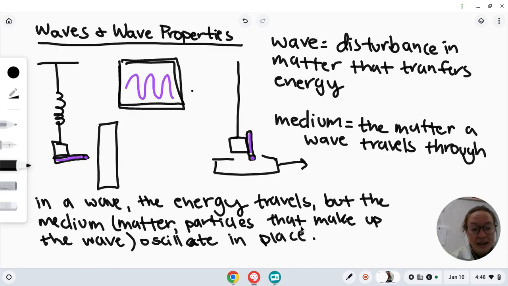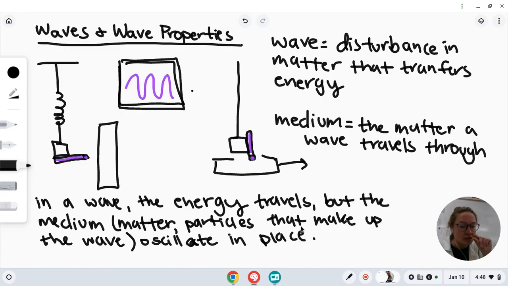Notice, the wave travels around the stadium. But the people, the little particles that are in the wave, they don't travel around the stadium. The wave travels, but the people just oscillate up and down in their chairs. That's how all waves work.